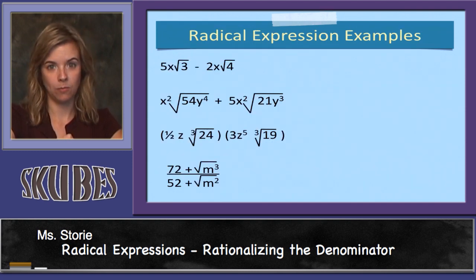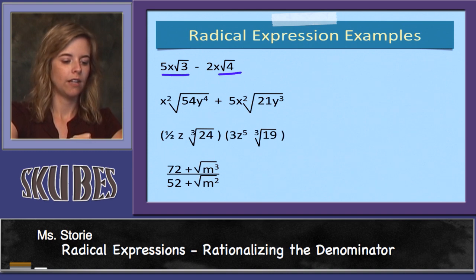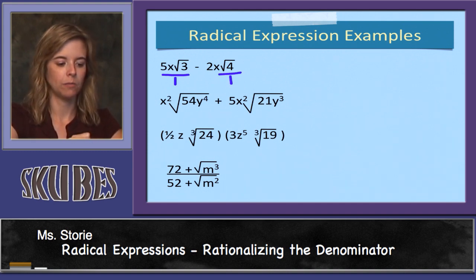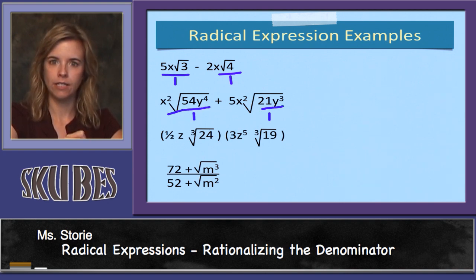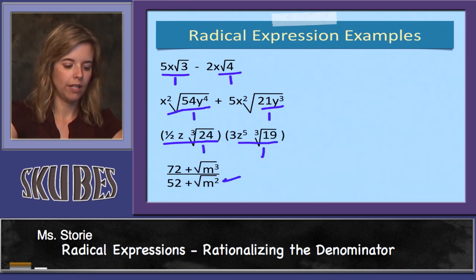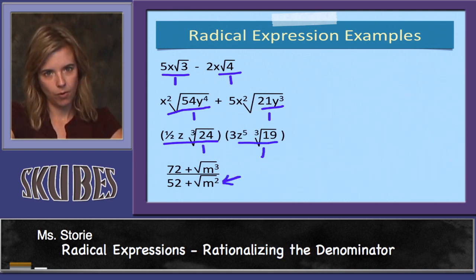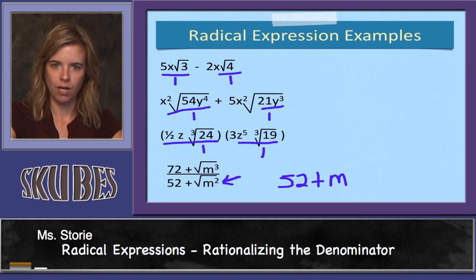Here are some examples that have radical expressions in them. Notice that there's no radical in the denominator. You can make them into fractions by simply putting them over 1. Again, same thing here, no radicals in the denominator. There is one here, however: if you take the square root of m squared, you would get m, plus 5, and that would be your new denominator. So again, no radicals in the denominator.